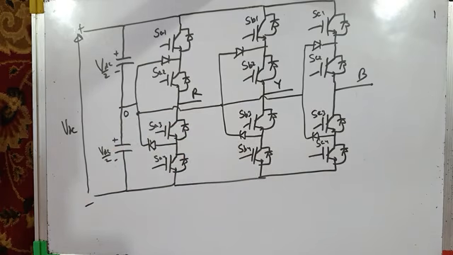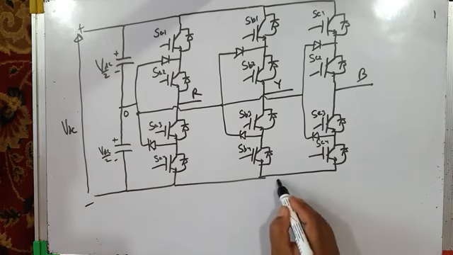So therefore pole voltage will have 3 levels. Top two switches are on, VRO is plus VDC by 2. When the middle two switches are on, VRO is 0, and when the bottom two switches are on, VRO is minus VDC by 2. Right. So it can be put in the form of a table. Okay, in tabular form it will be something like this.